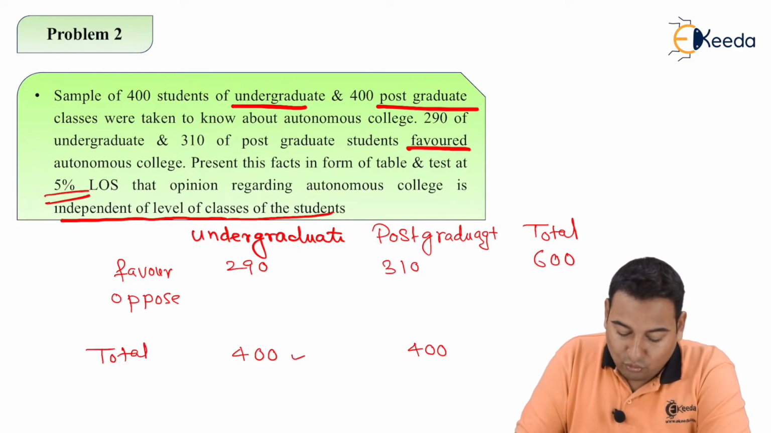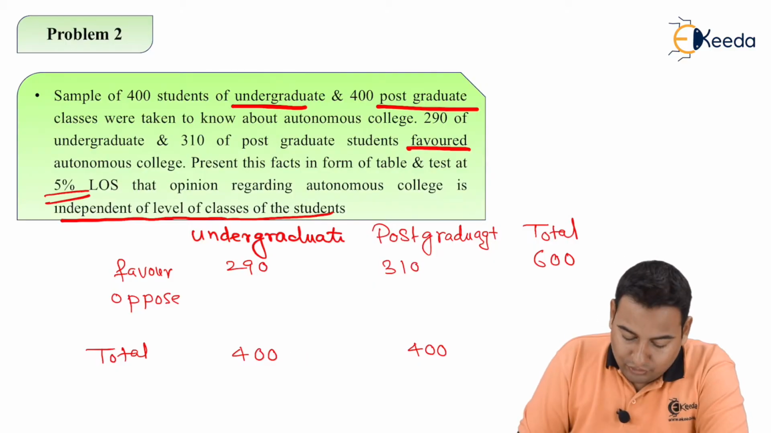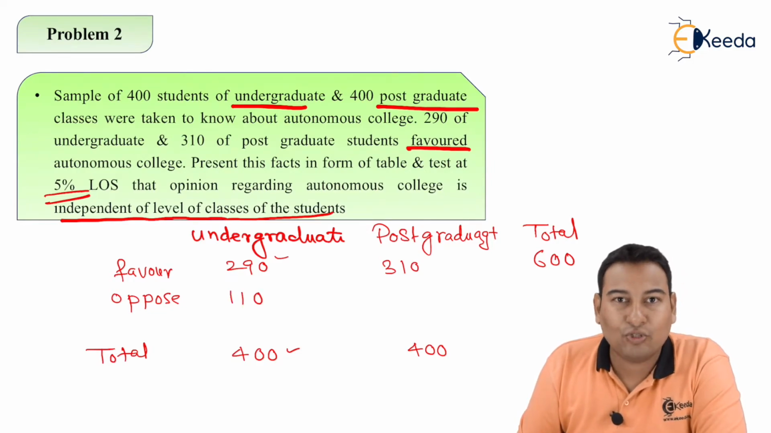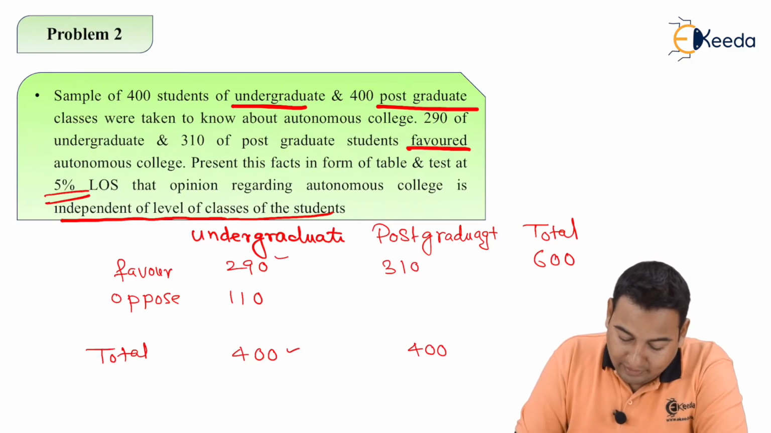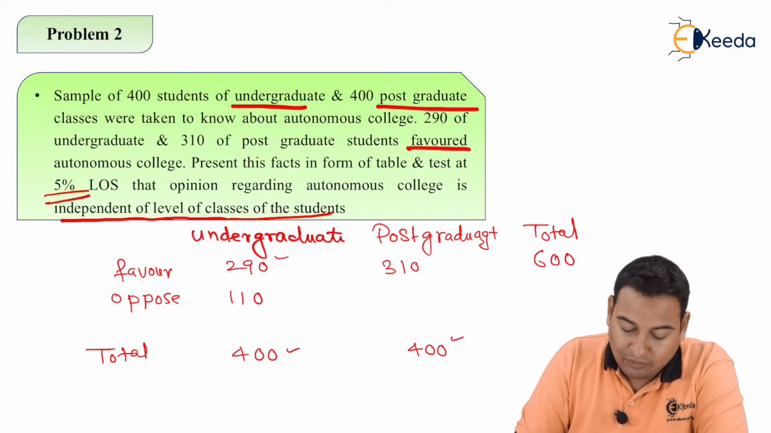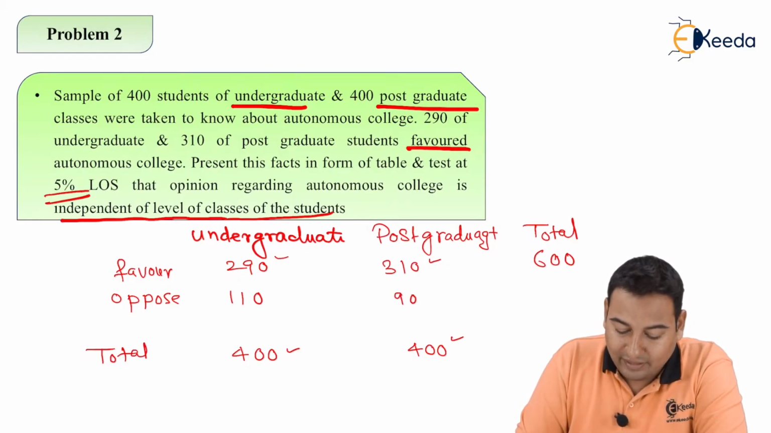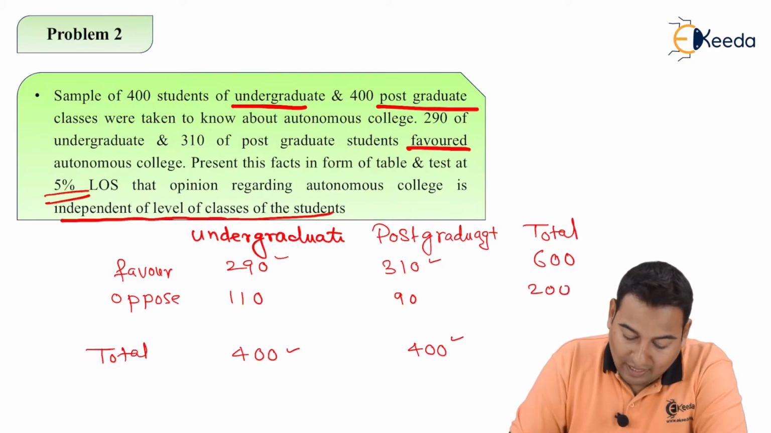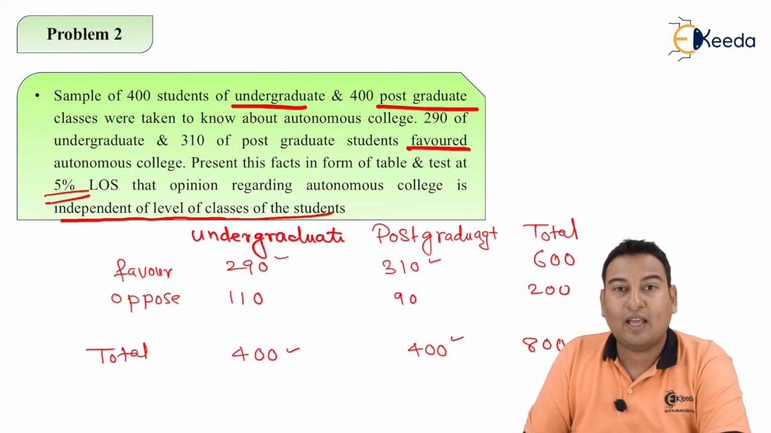There are 400 undergraduate students out of which 290 favored, so 400 minus 290, 110 opposed obviously. And there are 400 postgraduate students, 310 favored, so 90 opposed, 400 minus 310. Here the total opposed is 200, and here the grand total is 800. So we are ready with the table.